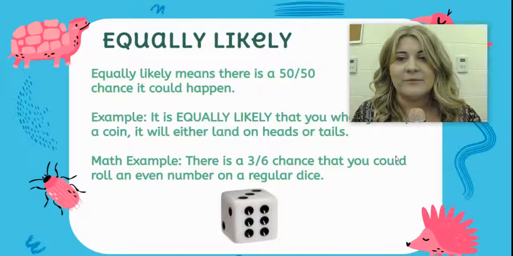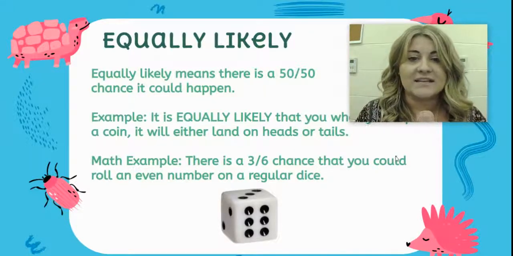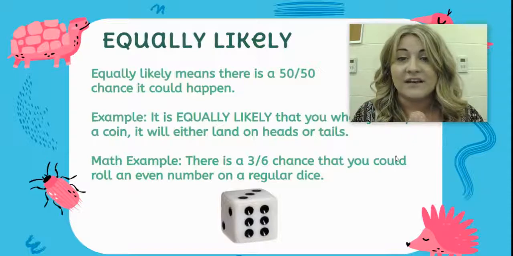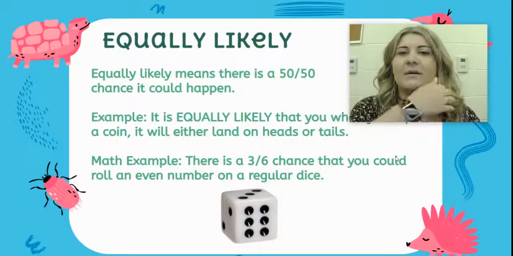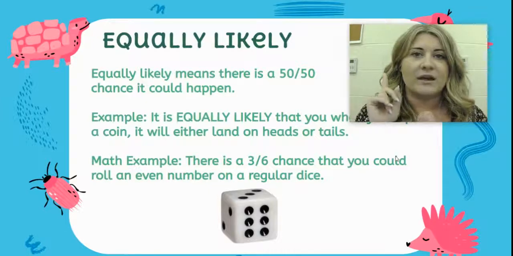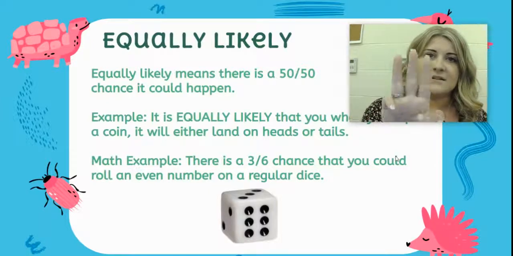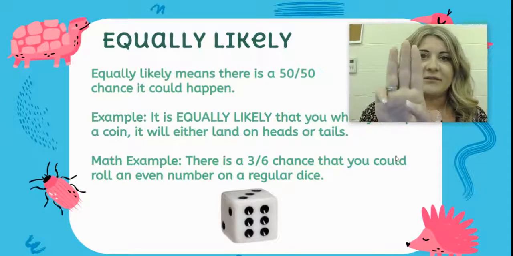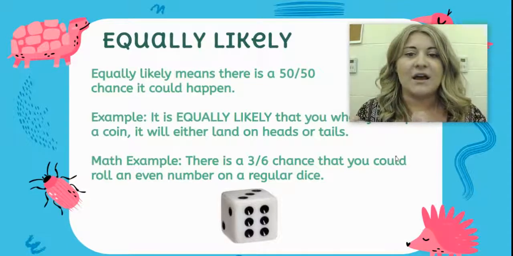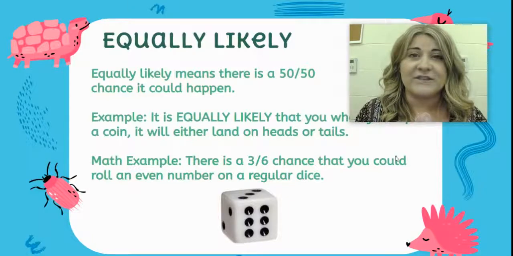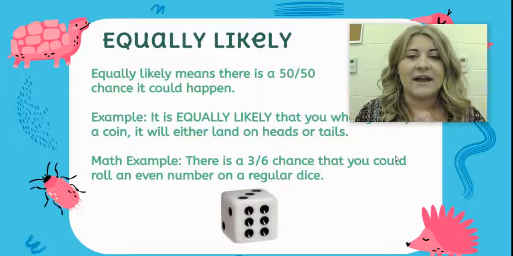For a math example, there is a 3 out of 6 chance that you could roll an even number on a regular dice. So on a dice, we have 6 numbers, and we have the numbers 2, 4, and 6, which are all even numbers. So I have 3 even numbers. So 3 out of the 6 chances of me rolling a dice. So it's a 50-50 chance there because 3 out of 6 is half. 3 is half of 6.